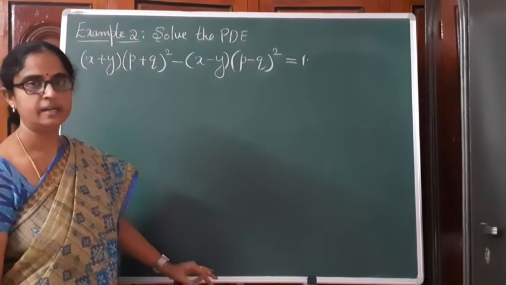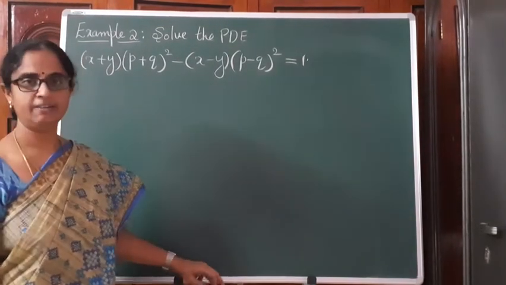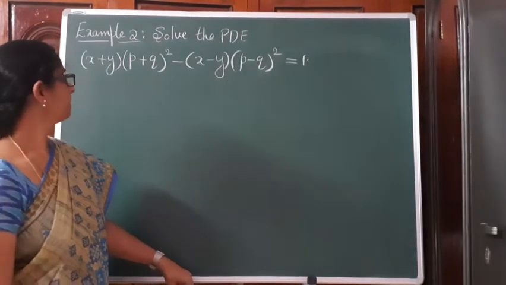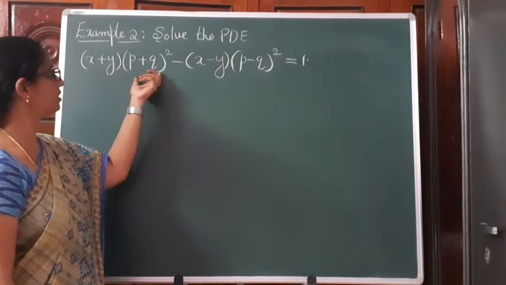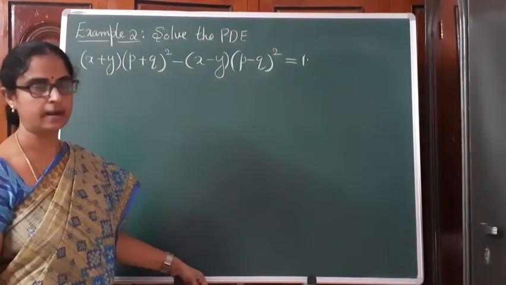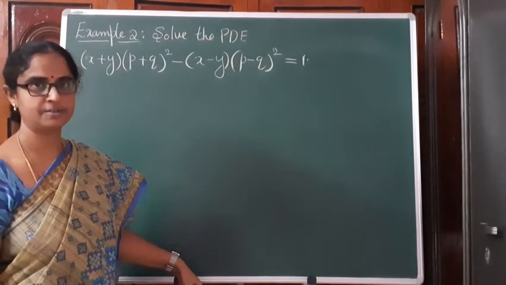Here also we need a special substitution. If we check the equation, we can identify the substitution. So can you guess what is the substitution here? You have x plus y into p plus q whole square minus x minus y into p minus q whole square is equal to 1. If you observe the equation, you can guess the substitution. What is the substitution we can take here?